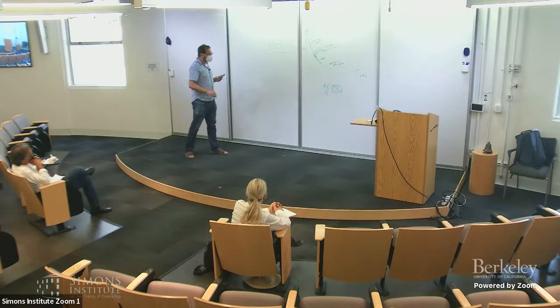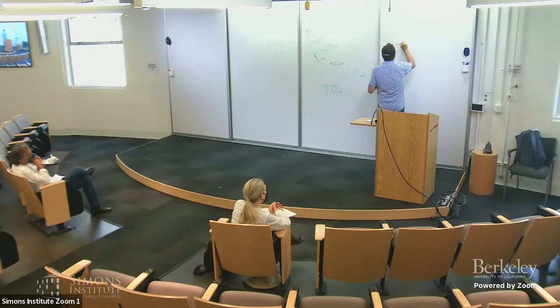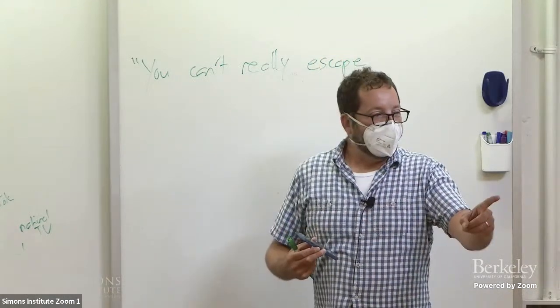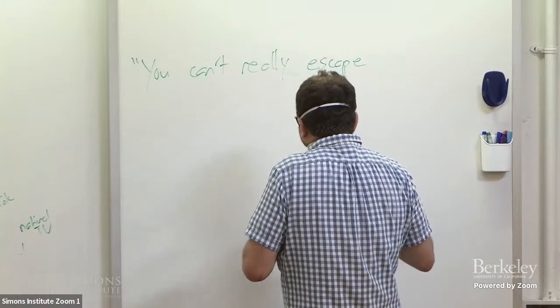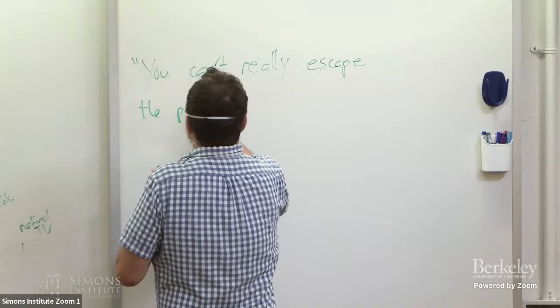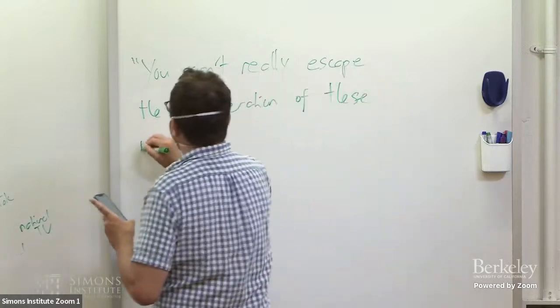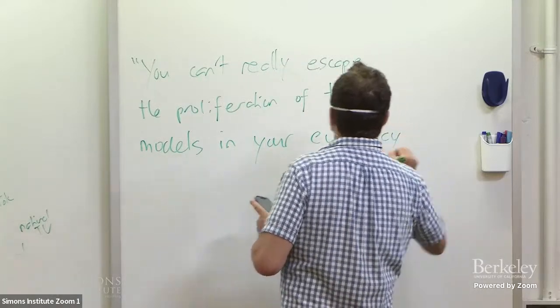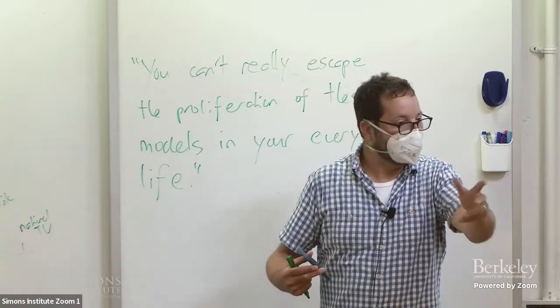Oh yeah, I was just going to give a short example to say what I mean about this first point. So here's the sentence that came up. I asked my student permission to use the sentence. "You can't really escape the proliferation of these models in your everyday life." I don't remember what particular model this article was about, but this is actually great for the AI and humanity people, because there are a lot of models about which you could imagine saying this.